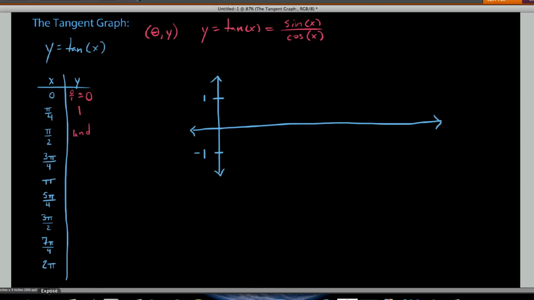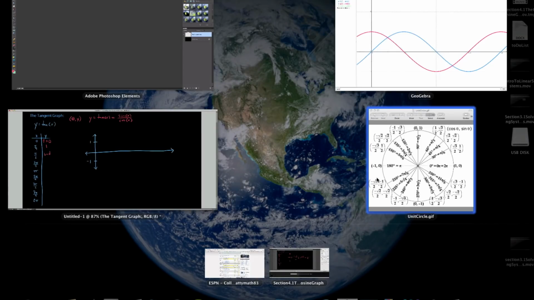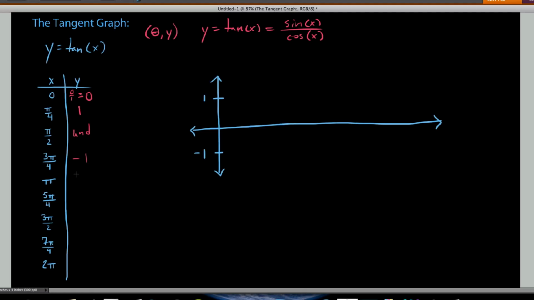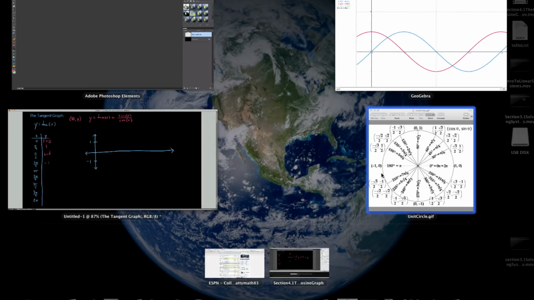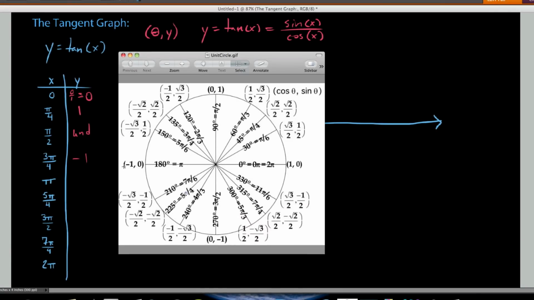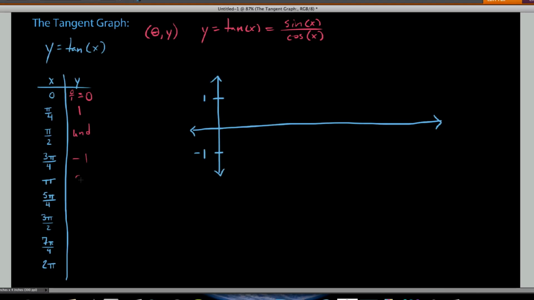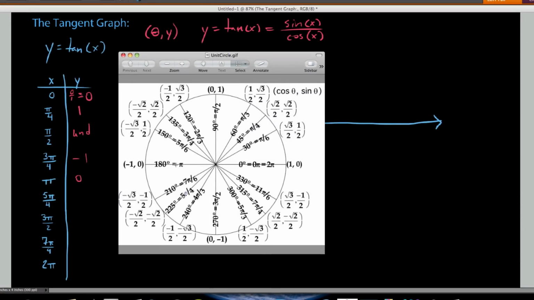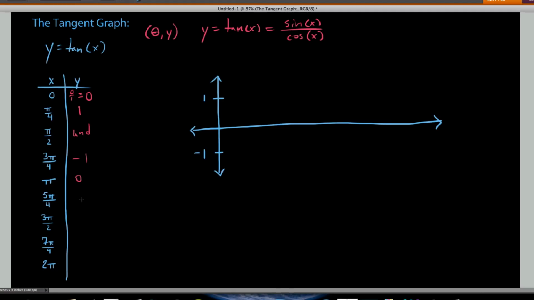So 3 pi fourths is 135 degrees, right over here. If we found the tangent of this, it'd be positive radical 2 over 2 divided by negative radical 2 over 2. In other words, we'd get negative 1. And then pi radians, which would be a 180-degree angle. The tangent of this would be sine over cosine, or 0 over negative 1. We get 0. And then 5 pi fourths, down here in the third quadrant, 5 of these pi fourths, or 225 degrees. We say negative radical 2 over 2 divided by negative radical 2 over 2, and we actually get positive 1 again.